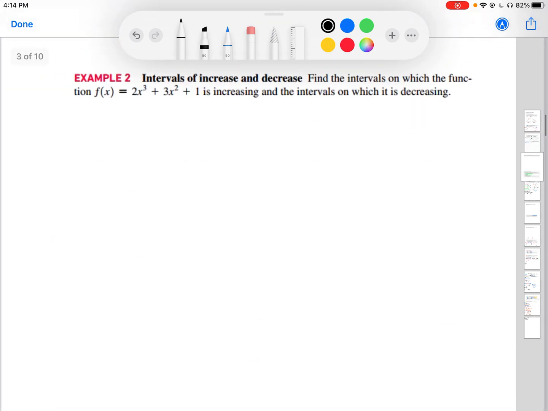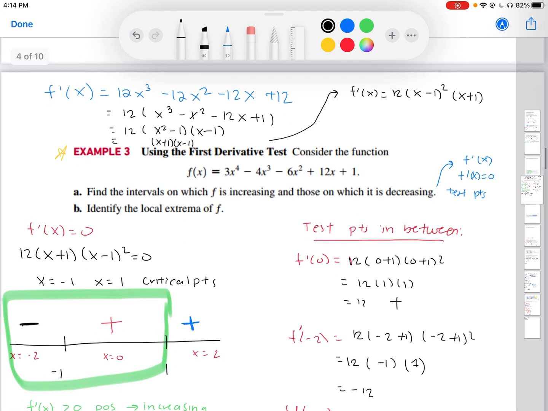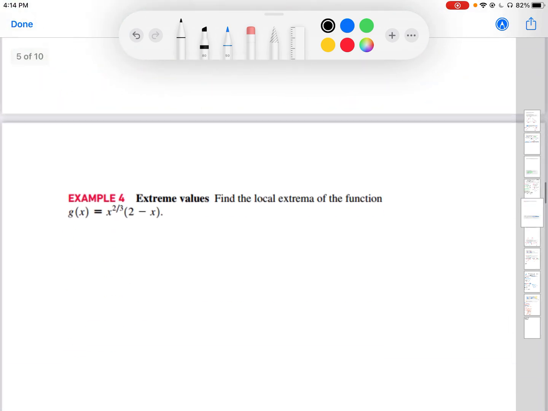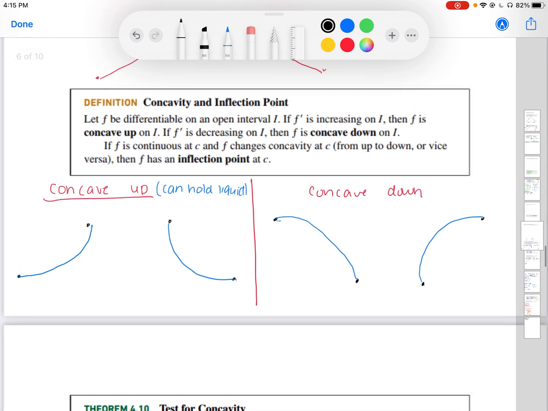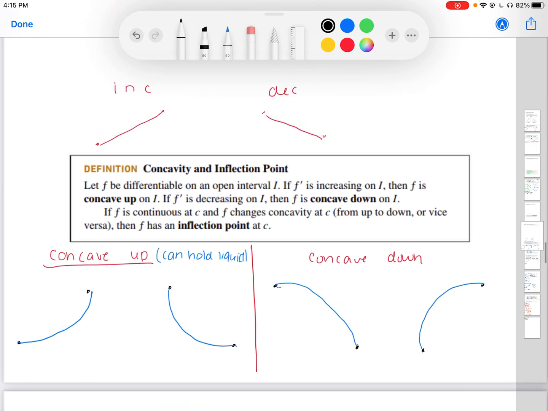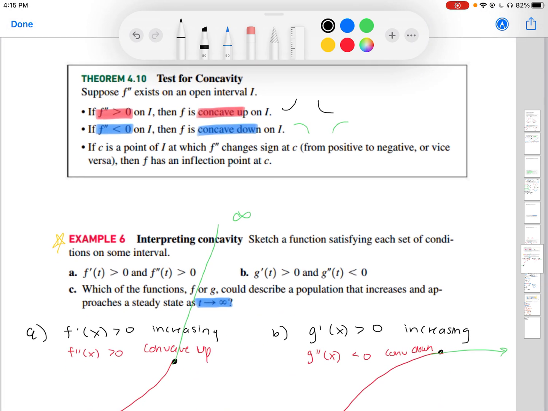Now, in addition to all that, we also learned about concavity, which is just the way our graph looks. Concavity and increasing and decreasing are different. Remember, think of it as a spoon, whether it can hold your soup or your cereal or not, whether it's facing up or facing upside down. If our second derivative is positive, then it's concave up. If our second derivative is negative, then it's concave down.